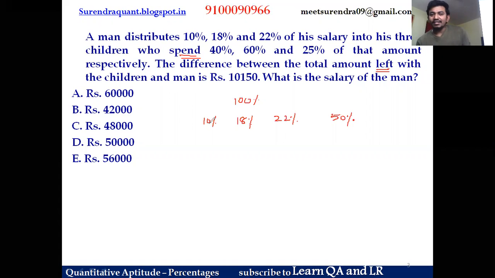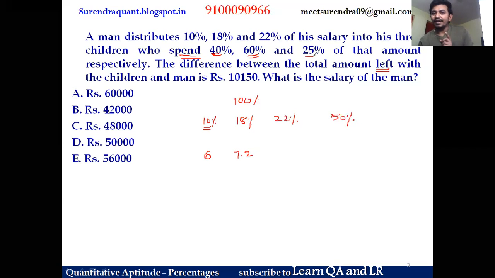So the first child receives 10% of the money, in which he spends 40%. If 40% he spends, 60% of the money will be left with him. He receives 10% of the salary of the man. Out of 10%, 40% he spent, means 60% of his money is remaining. What is 60% of 10? 6. What about the second child? 60% is spending, 40% is saving. What is the 40% of 18? 7.2.